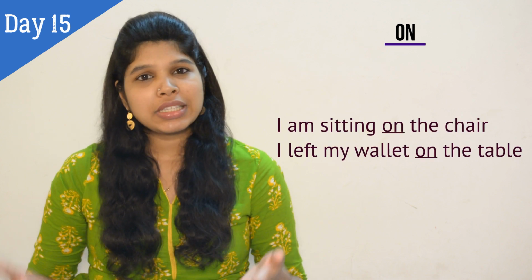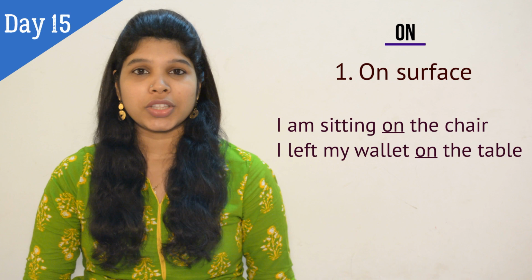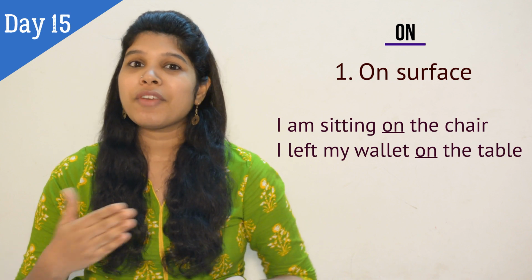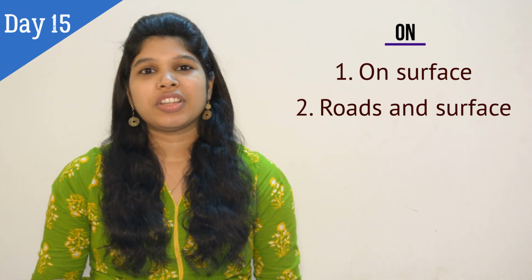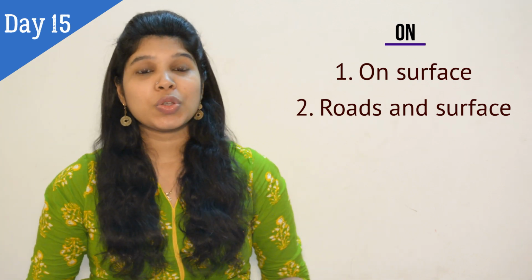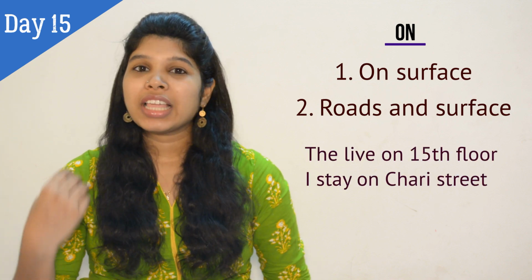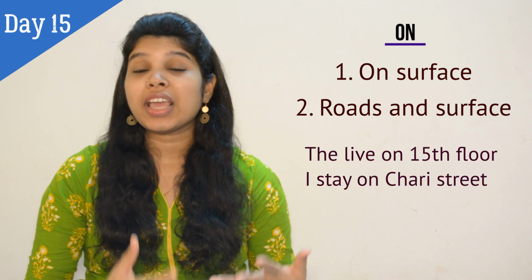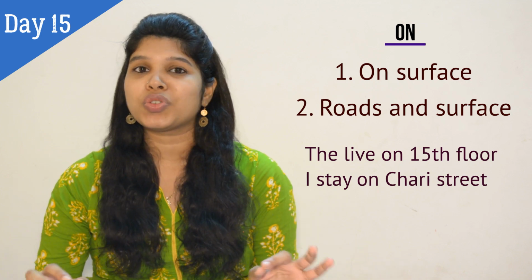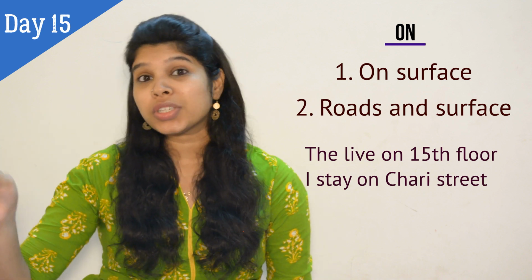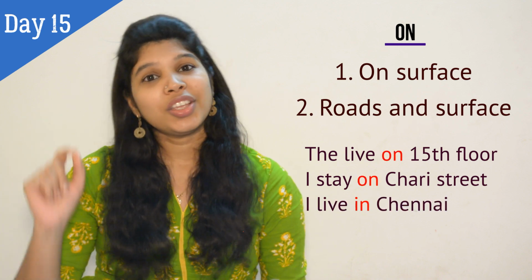Let's talk about on. You have a flat surface and you have an object or some person on that surface. Then you need to use on. For example, I'm sitting on the chair or I left my wallet on the table. So in both the cases, you either have an object or someone on the surface. So on is like a two-dimensional. Now when I say flat surfaces, it can also mean roads and streets. They live on 15th floor. I stay on so-and-so street. So when you're talking about your floor or the street, you are supposed to use on. But when you spoke about the city or the country, then you use in.